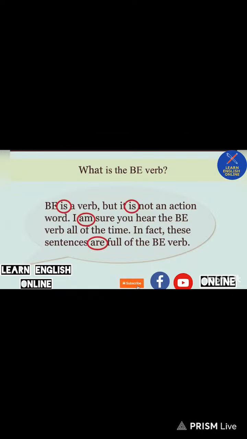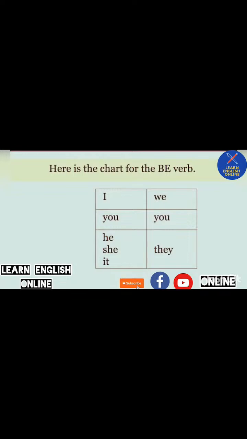Let's look at the verb chart for be in the simple present. Here's a chart with the pronouns, and here are the forms of the be verb. I am, you are, he is, she is, it is, we are, you are, and they are. You can see there are 3 forms of the be verb.